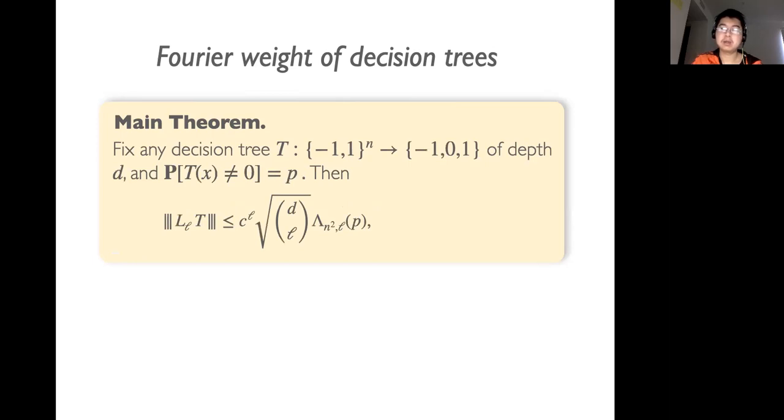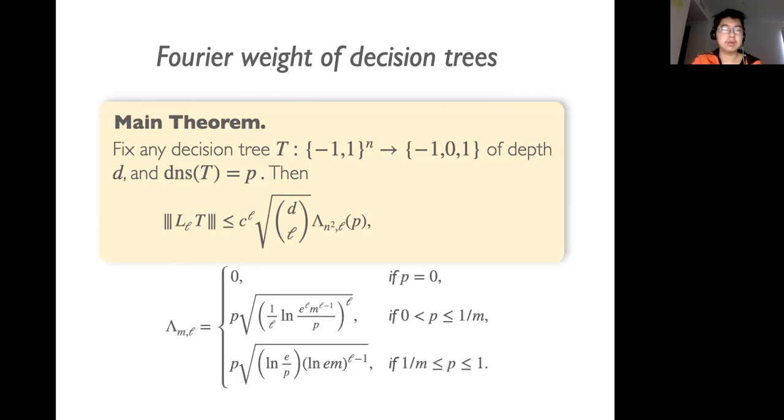For a tree T of depth D that can output -1 in addition to 0 and 1, if the density of tree T is p, so the fraction of the inputs that have non-zero output is p, then the level L Fourier weight of such tree T is bounded above by C to the L times the square root of D choose L times this lambda function on p, where the lambda function is a piecewise function whose precise expression is the following. And we won't worry about it for this talk.